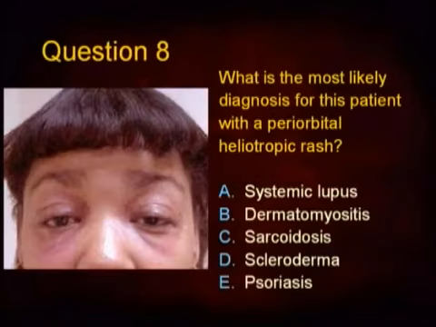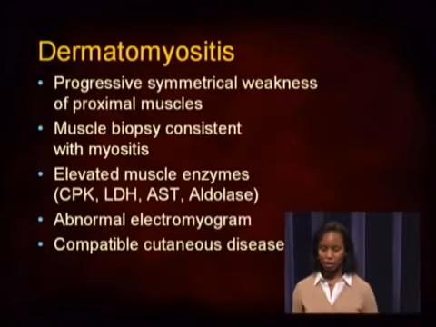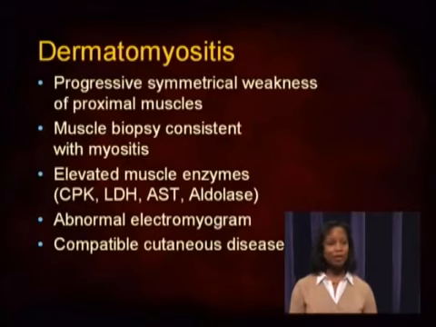All right, so here's another question to keep in the back of your mind. What's the most likely diagnosis for this patient with a periorbital heliotropic rash? Okay, so this patient has dermatomyositis.